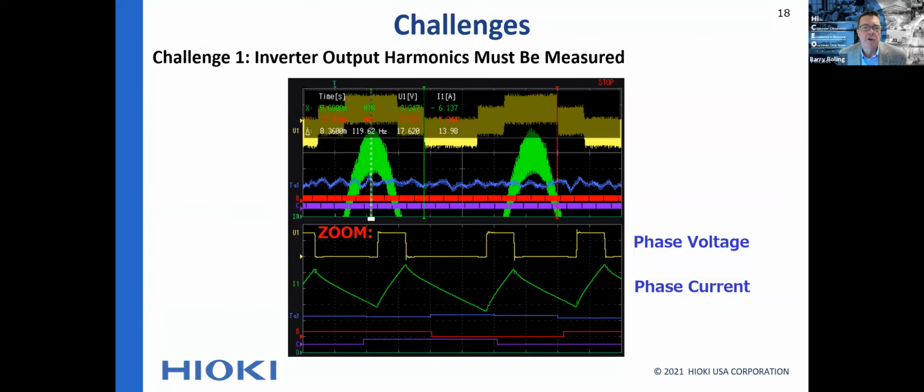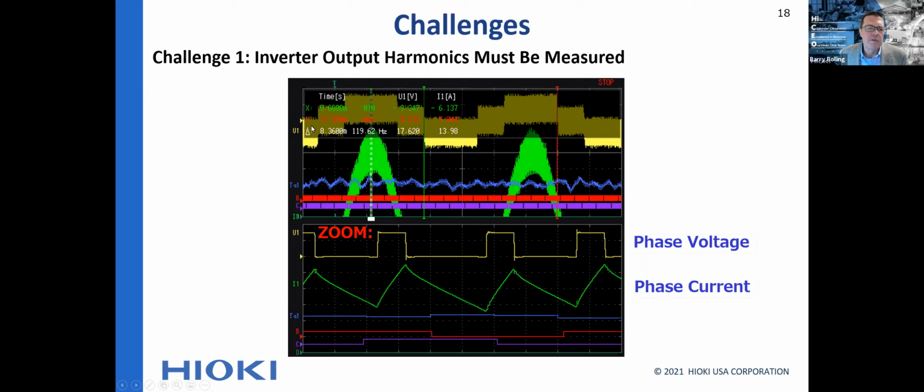The first one is harmonics. In the past, inverters had harmonics at 20 kilohertz. Maybe we were measuring an 80% efficient inverter. We didn't worry too much about bandwidth or sampling rate, but all that's changed now, and it's due to the switching rate and the rise time of these waveforms.